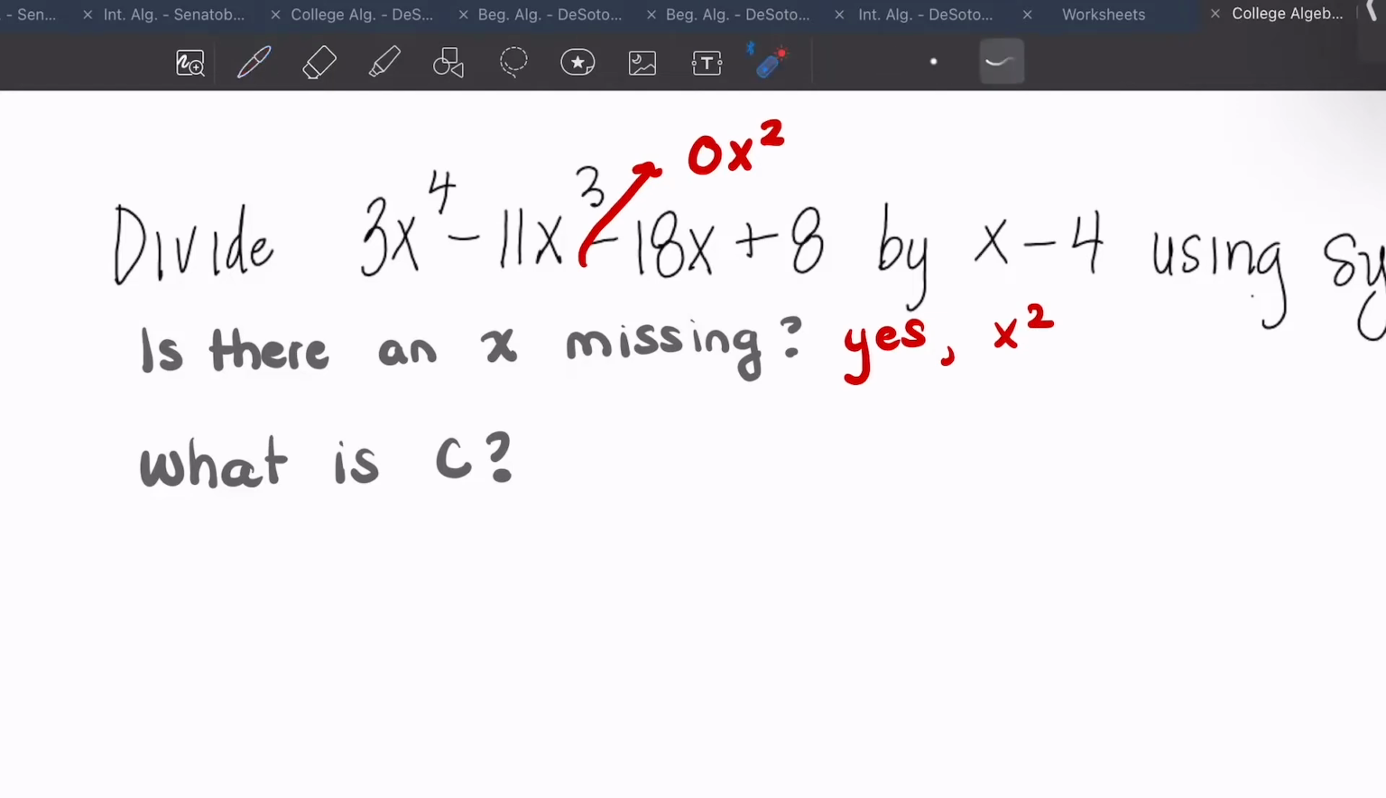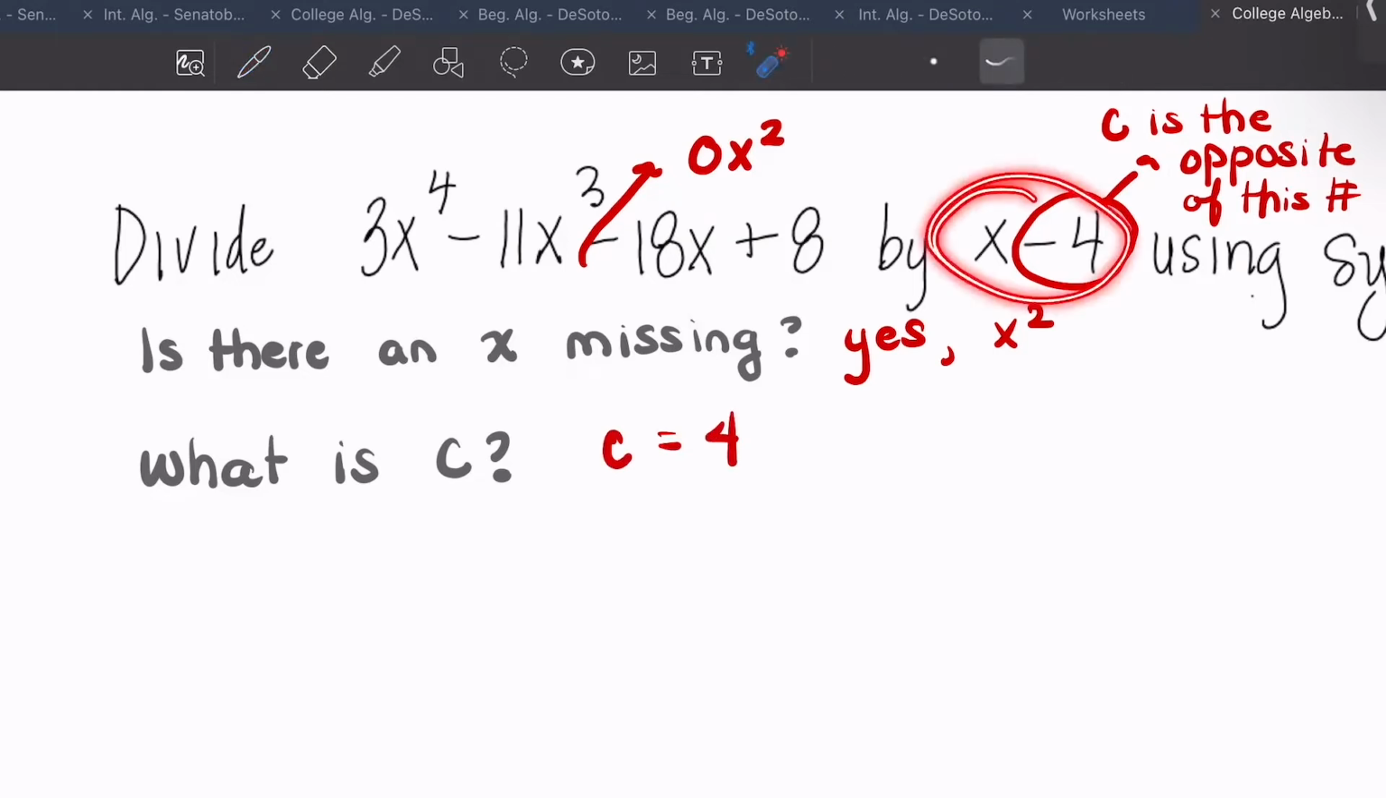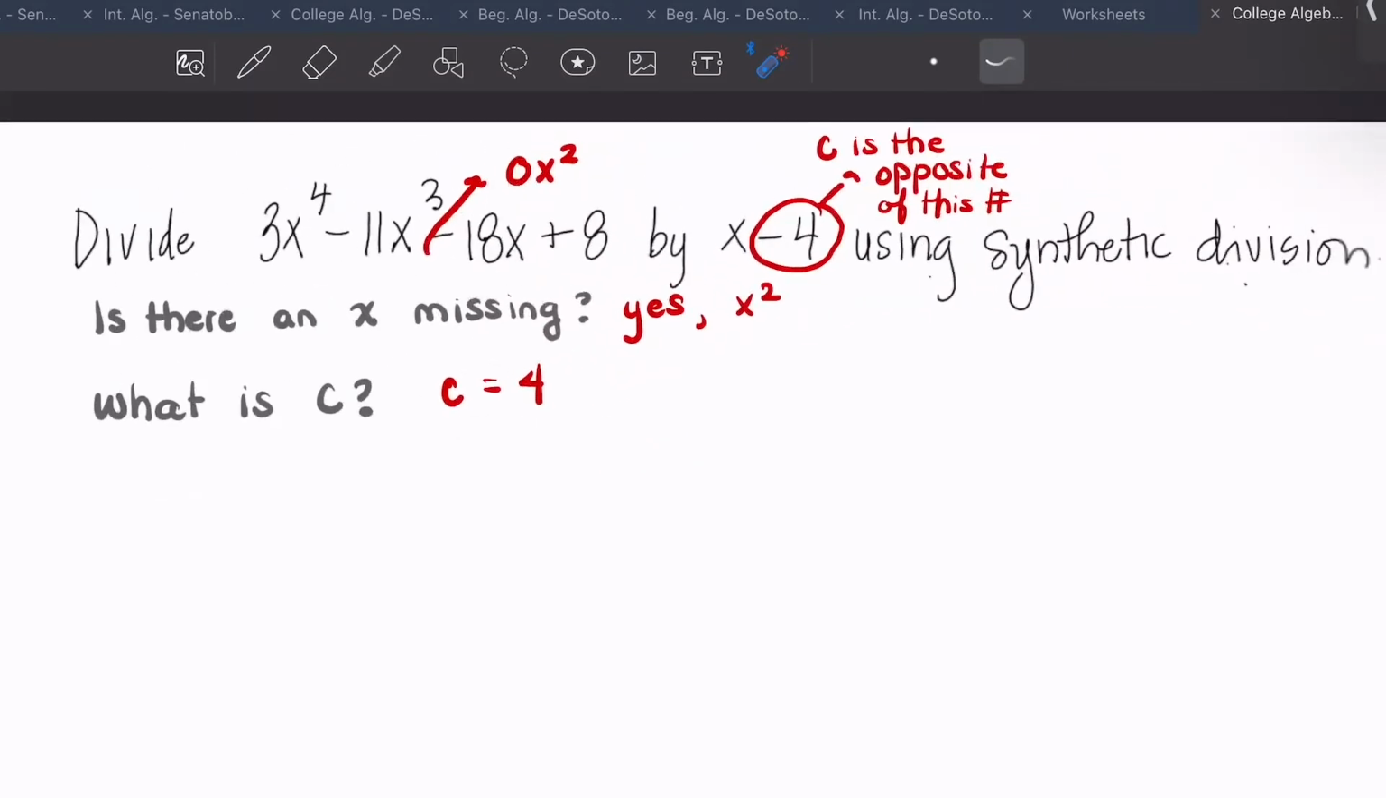What is C? All right, C is going to be the opposite of this number, okay? Every single time, C is the opposite of this number, okay? So C is 4, okay? It's whatever would make this whole thing 0. Okay, if I plugged in 4 for x, we would get 0. So that's why if this was positive 4, we would have negative 4. So that's why I say that you're always going to use the opposite. All right, now that you've answered those two questions, you're ready to go.